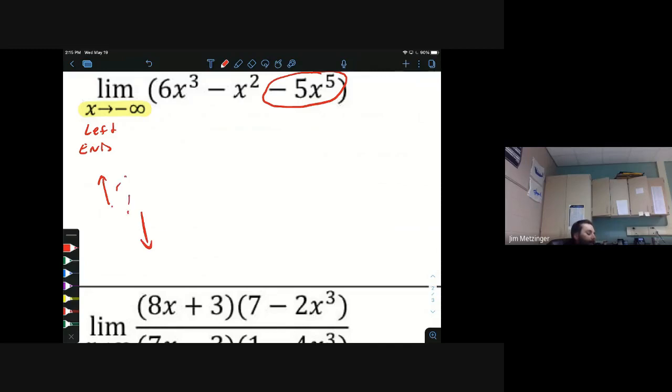It could do like this, whatever. But I'm only looking at the ends. So we're looking at the left end. The left end goes up for odd degrees with negative coefficients. So we'd say positive infinity.